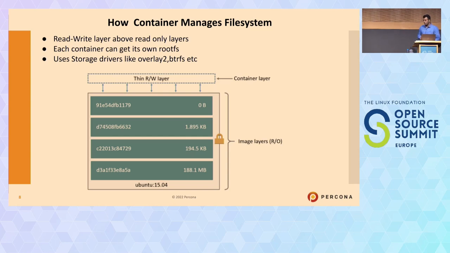And we also manage it by each container getting its own root file system. This is possible with namespaces and also storage drivers like overlay or btrfs. Ideally, the mechanism is either something like a union overlay file system, or something like a snapshot-based system. In that way, you can get each container having its own file system.